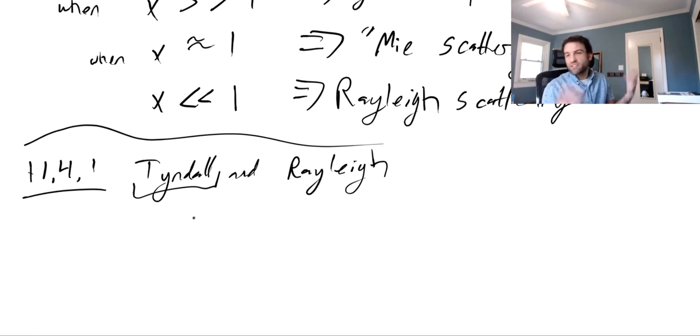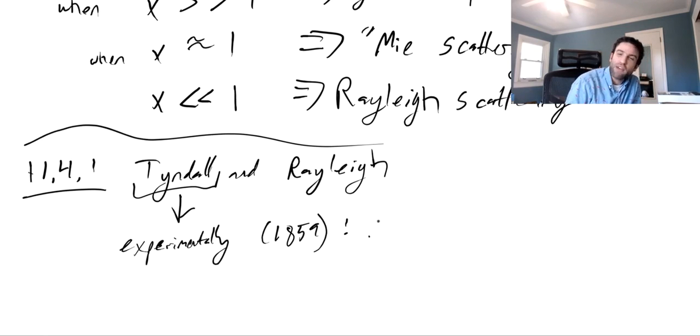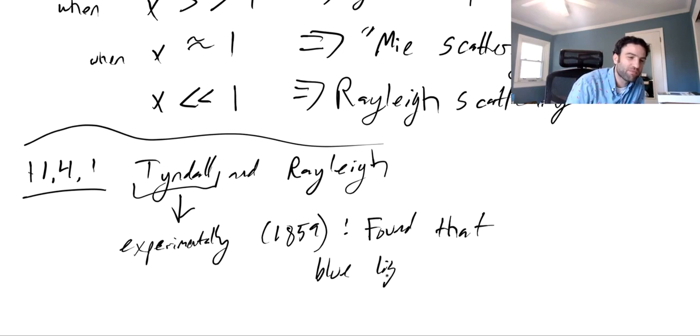So John Tyndall was an experimentalist who conducted some really clever experiments where he would suspend tiny particles in a fluid, like a see-through liquid such as water, right? And what he found experimentally, I think in 1859, was that when he shined light through a liquid with a suspension of tiny dust particles floating in it, blue light scattered more than red light.